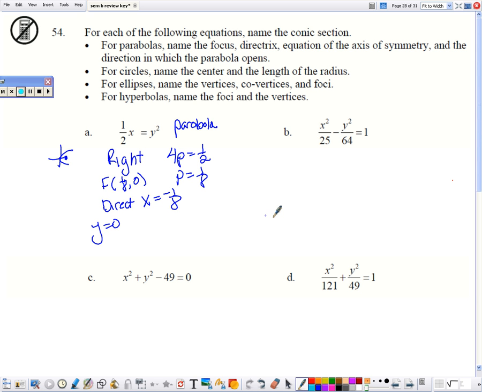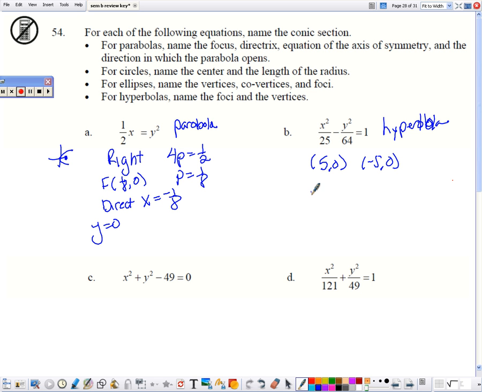Now B is a hyperbola. I know that because of the subtraction here. Foci and vertices. Well, this is going to open in the x direction, so that means my vertices are going to be at (5, 0) and (-5, 0).